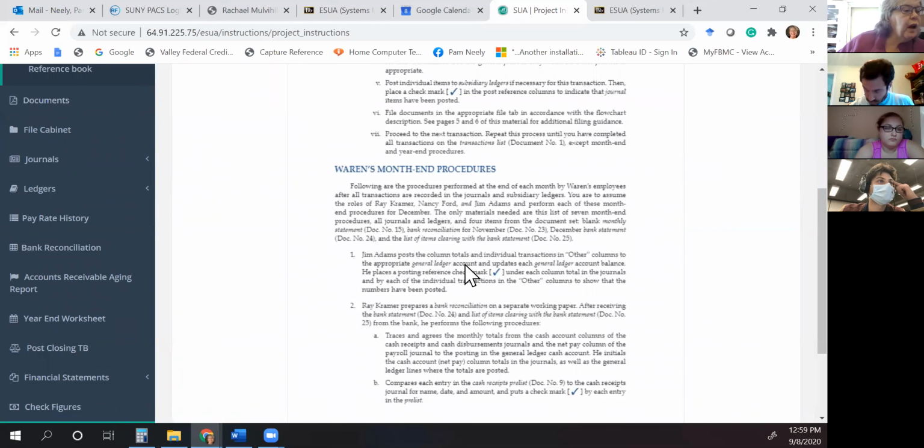Jim Adams posts the column totals and individual transactions in other columns to the appropriate general ledger account and updates each general ledger account balance. He places a posting reference check mark under each column total, and that's actually done for you, in the totals in the journals, and by each of the individual transactions in the other columns to show that the numbers have been posted. That is the first of the month-end transactions that you will do. When you finish all the P and CD transactions, then you'll go here and you will post them.